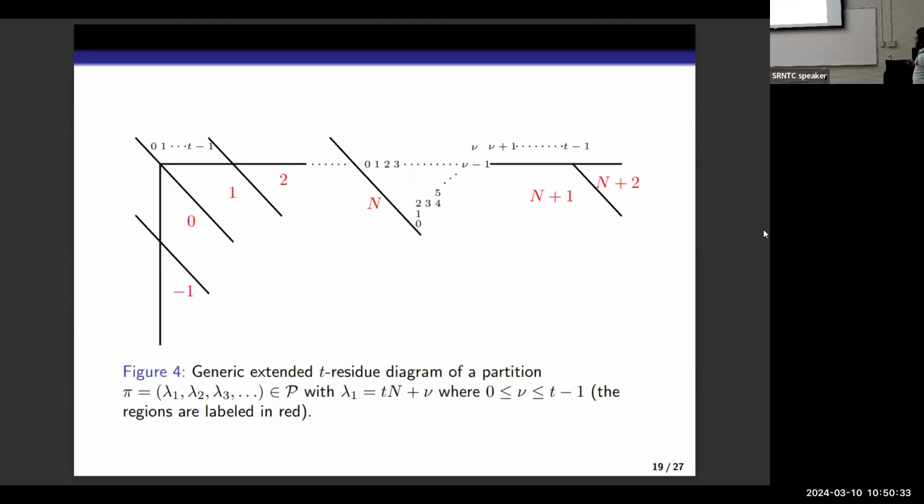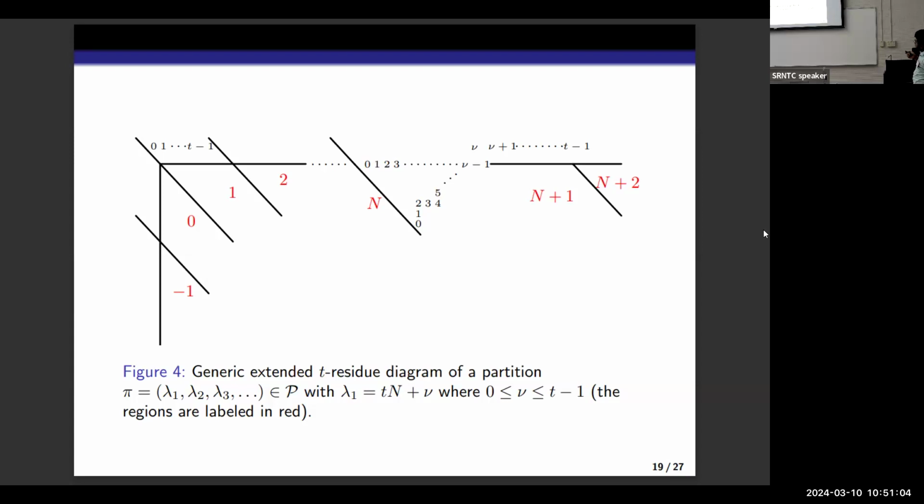Okay, so now let's consider the generic extended T residue diagram of a partition having largest part Tn plus mu. So we have these regions here, 0, 1, 2, and so on up to n. For Tn, that means you have n regions, each of them having T cells in blocks. So you have 0 to T minus 1, 0 to T minus 1, up to the nth region. And then the n plus 1th region will have cells from 0 to T minus 1. And that's how they are arranged.